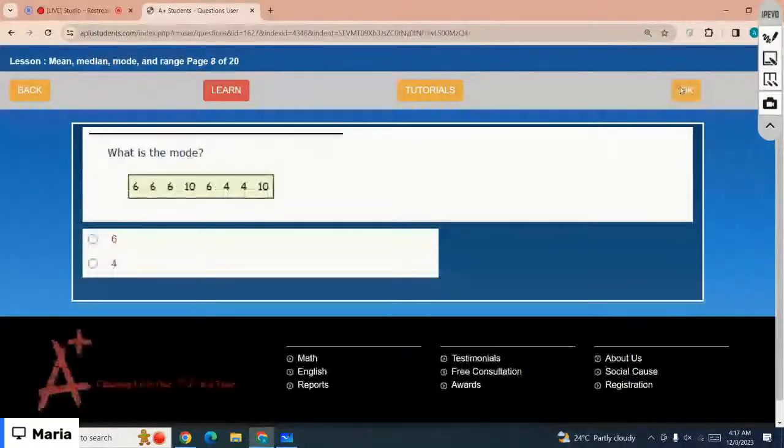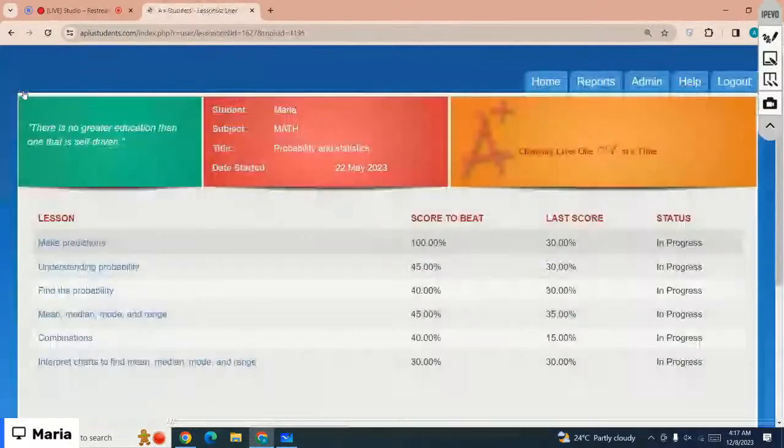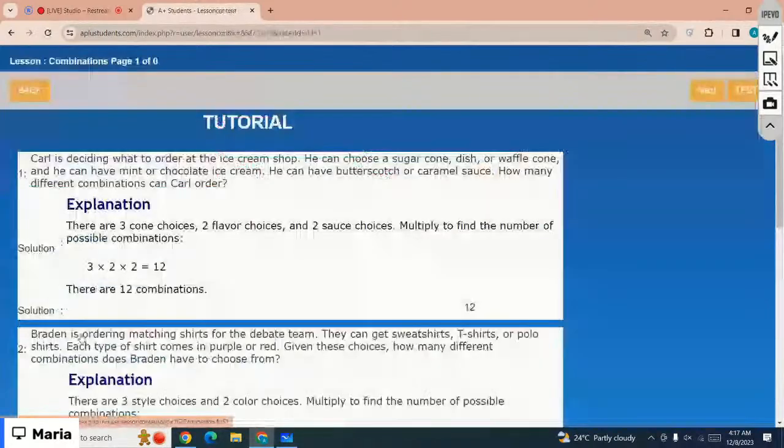Okay, you can complete the lesson by yourself later today. Let me just move on to the next lesson. The next one is combinations. Let's just start with the next lesson. Let's see what the combinations are. How do we work on combinations, right?